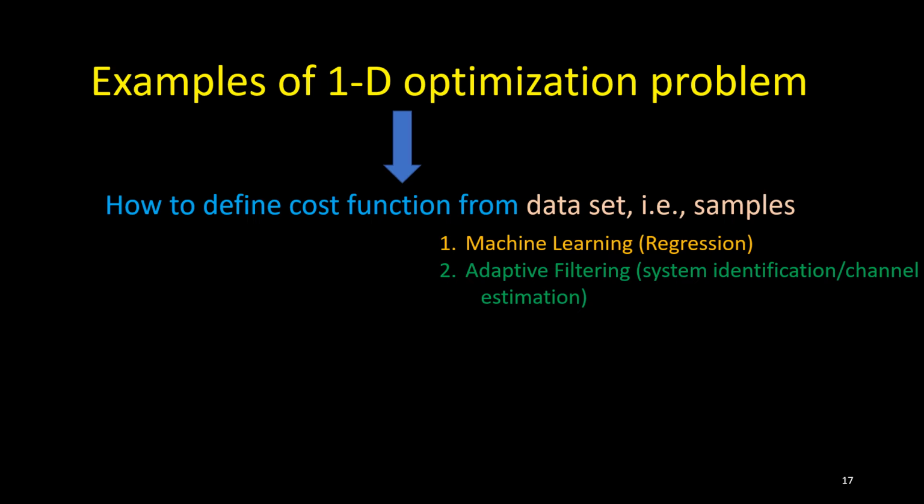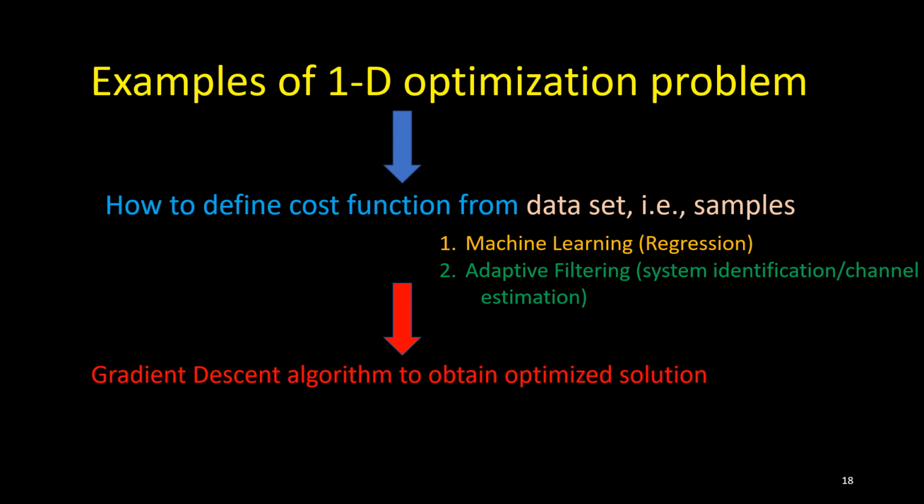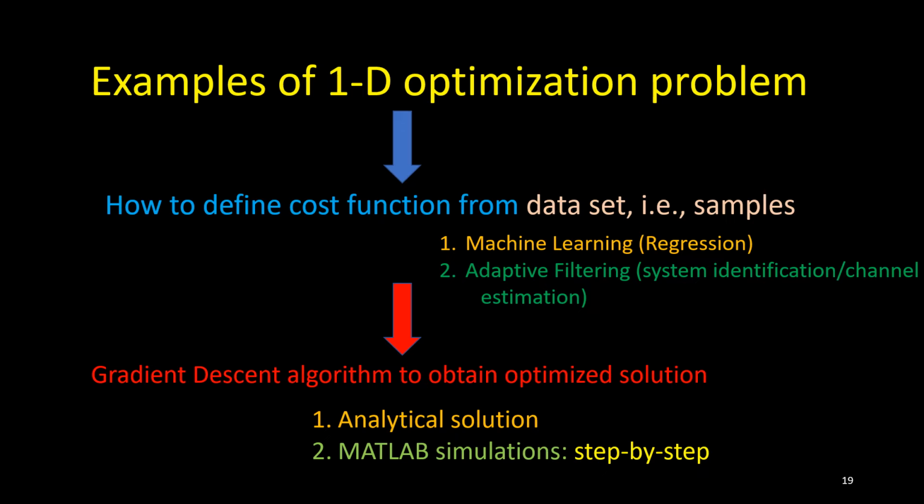And basically we'll be considering two problems. One problem from machine learning that is called linear regression, and another one is from adaptive filtering, and that will be called system identification or channel estimation. And we'll discuss the gradient descent algorithm to obtain the optimized solution. With this, we'll also show the analytical solution and we'll give the MATLAB simulation results, and that will be shown step by step clearly.